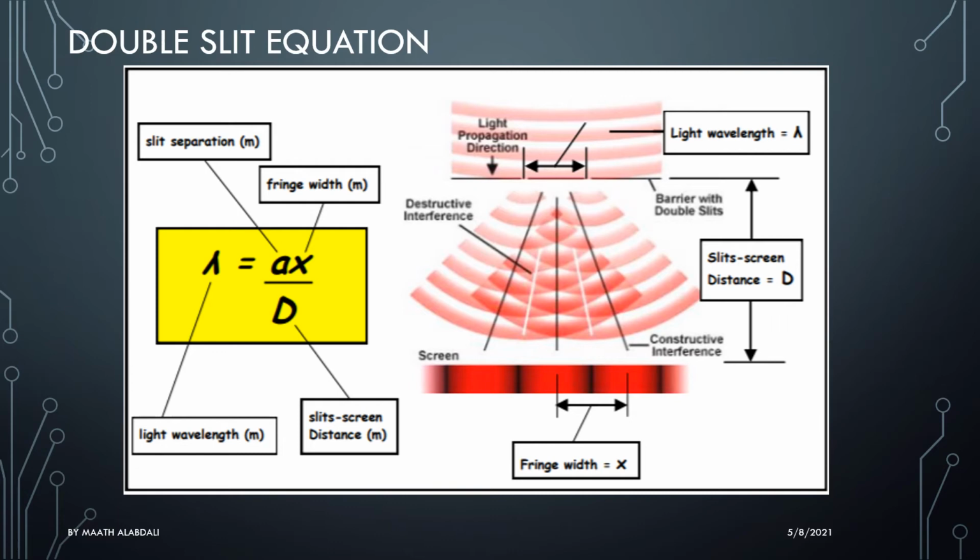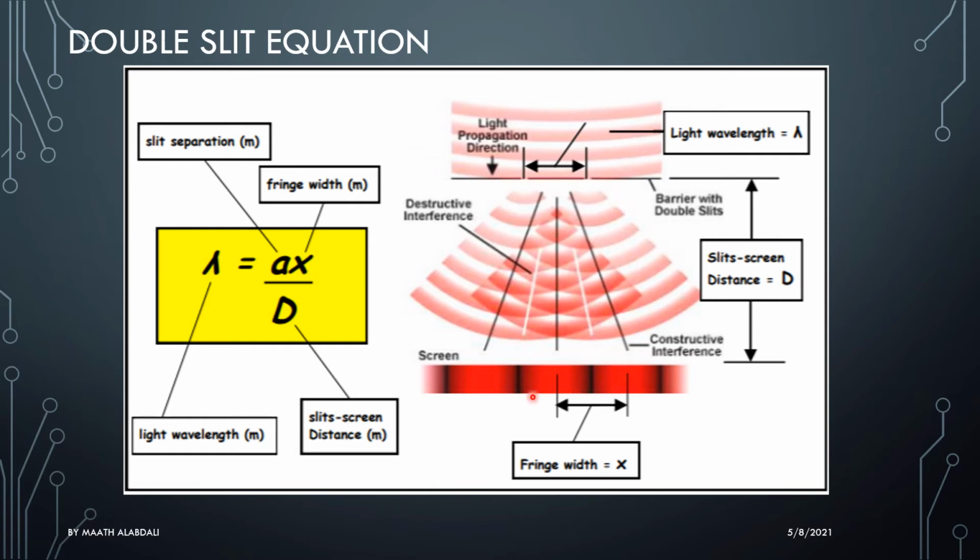It's really easy. You just have to remember that lambda divided by a equals x over d, and then you rearrange it to make lambda equal to a x over d. Basically, lambda is the wavelength of light. A is the slit separation, which is the distance between S1 and S2. So this is basically a.